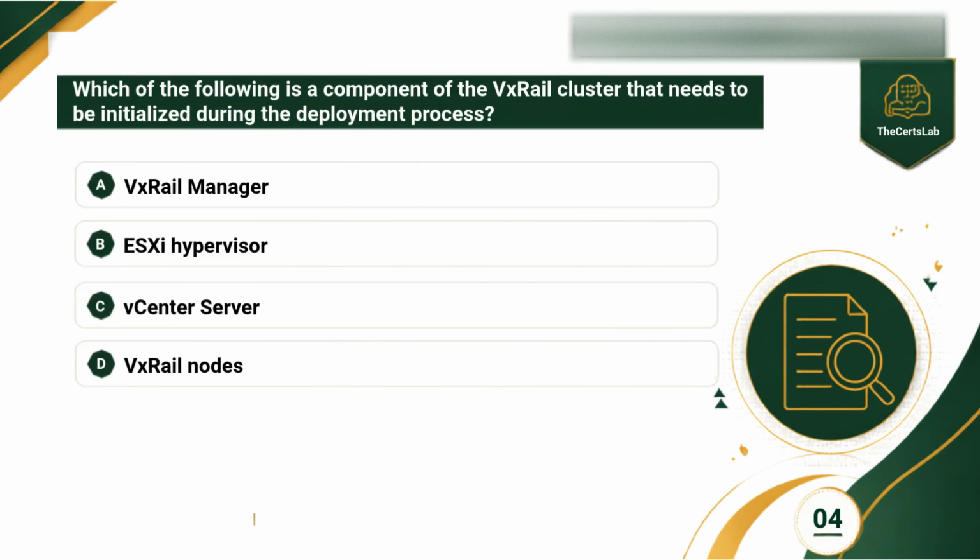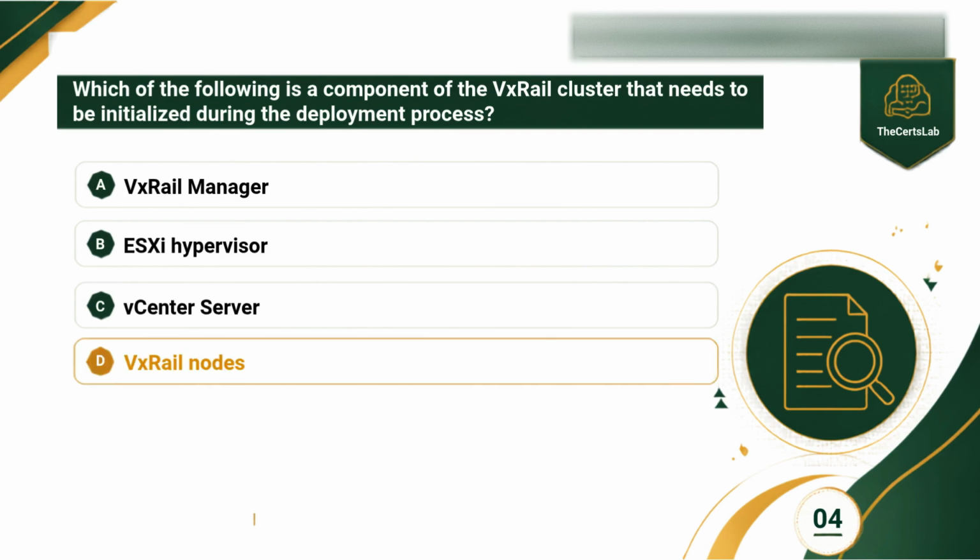Question number 4. Which of the following is a component of the VxRail cluster that needs to be initialized during the deployment process? Option A, VxRail Manager. Option B, ESXi Hypervisor. Option C, vCenter Server. Option D, VxRail Nodes. The correct answer is option D, VxRail Nodes.